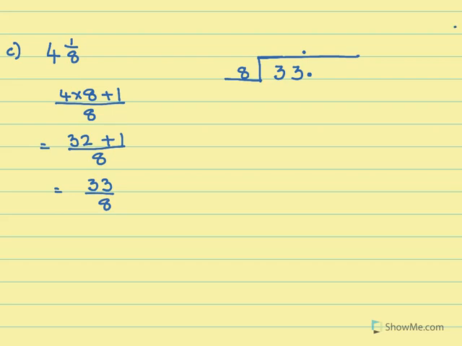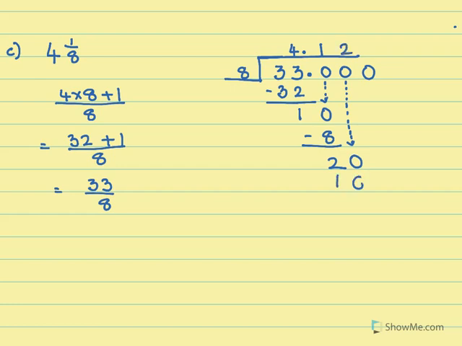Now 8, we know 8 4s are 32. On subtraction we will get 1. Put our zeros. So we take the 0 down. So 8 1s are 8. Subtraction you get 2. Now we get this 0 down. So 8 2s are 16. On subtraction this is 4. Now we get this 0 down and we get 8 5s are 40.